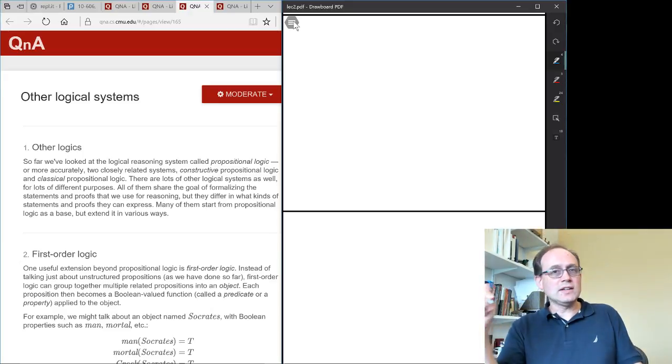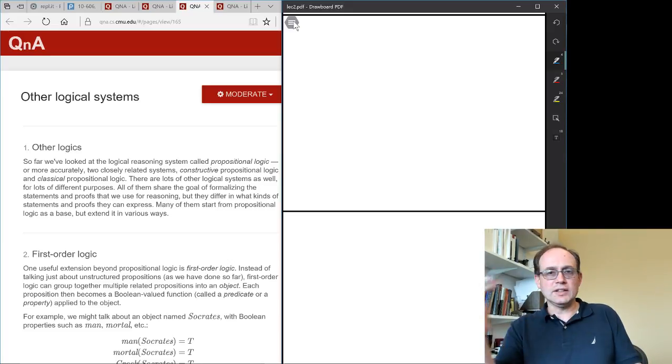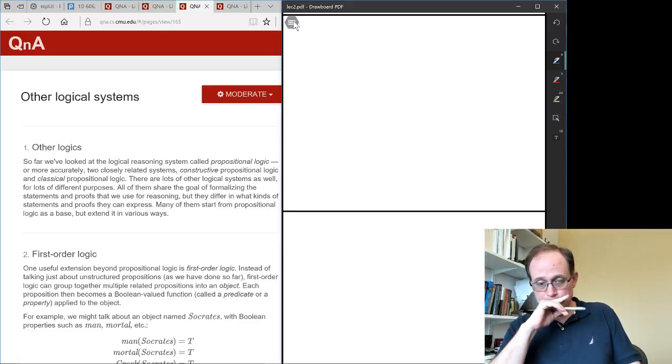But I wanted to go back and continue going over our lecture notes because I'd like to get done with the lecture notes on logic today, and hopefully move on to the next topic, which is probability.